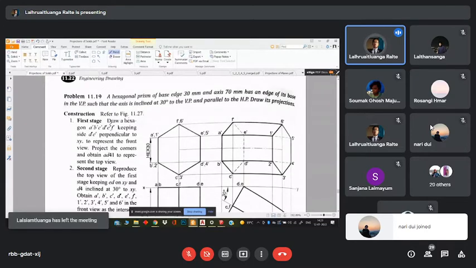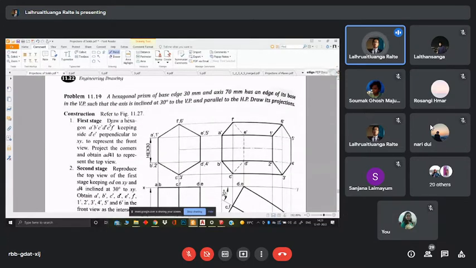Now we have a hexagonal prism, base side 30 mm and axis 70 mm, which has an edge of its base in the VP such that the axis is inclined at 30 degrees to the VP and parallel to the HP. In this type of question, the question is very telling. It tells us mostly all about the conditions. Alright, we have a hexagonal prism and it has its base in the VP.